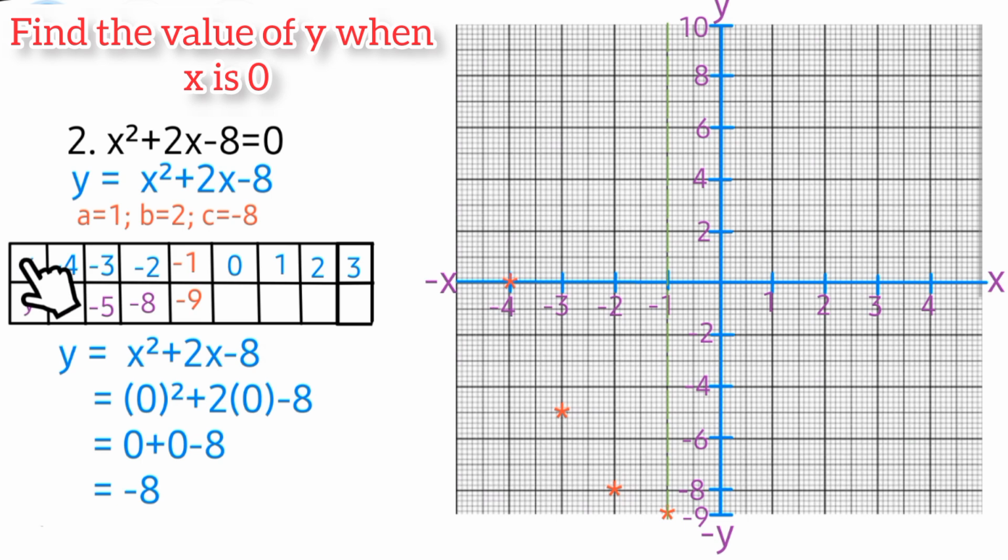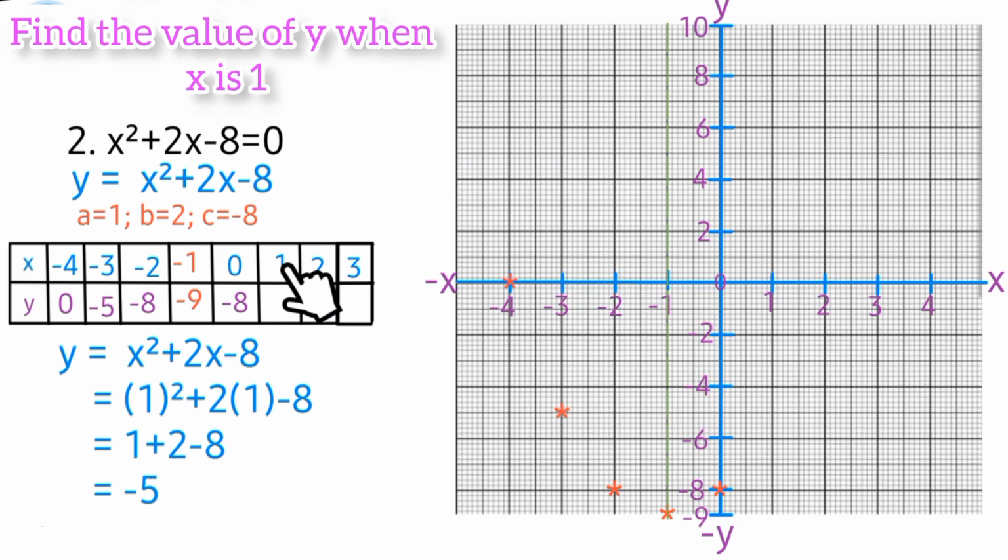When x value is 0, y will be equal to 0 squared plus 2 times 0 minus 8. 0 squared gives 0, plus 2 times 0 gives 0, minus 8. 0 plus 0 minus 8 gives minus 8. When x value is 0, y value is minus 8.